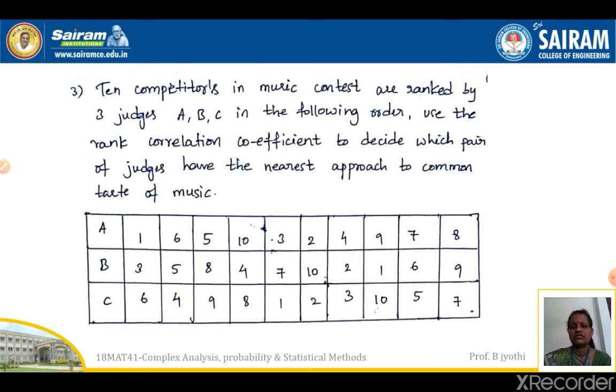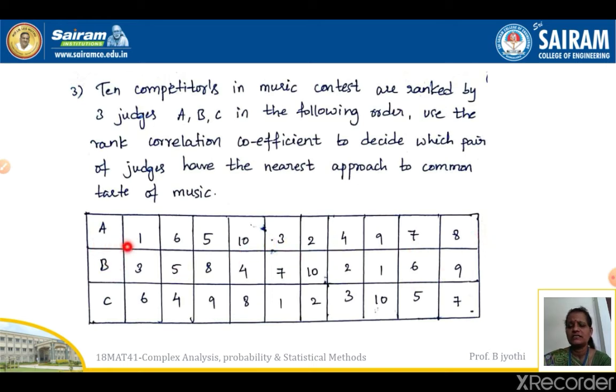Let's go to the next question. Here 10 competitors in a music contest are ranked by the 3 judges A, B, C in the following order. Use a rank correlation coefficient to decide which pair of judges have the nearest approach to common taste of music. So here are the 3 judges for the 10 competitors. These are the 10 competitors.